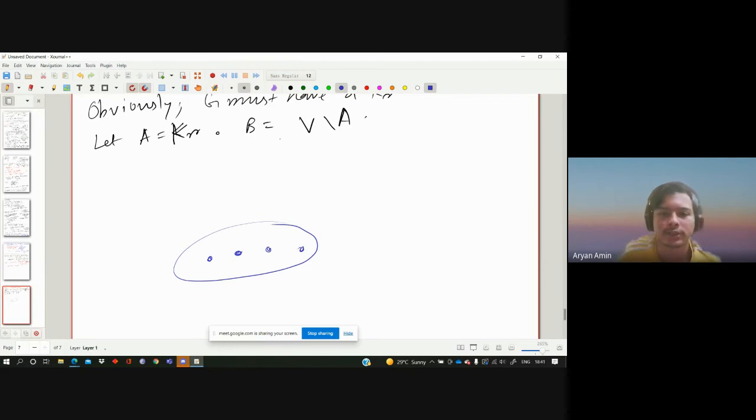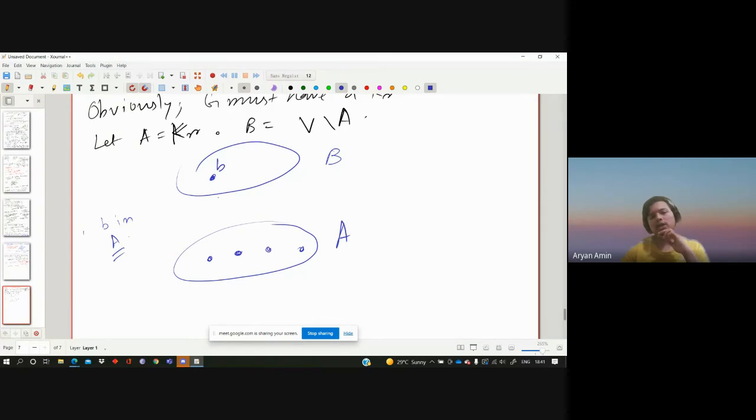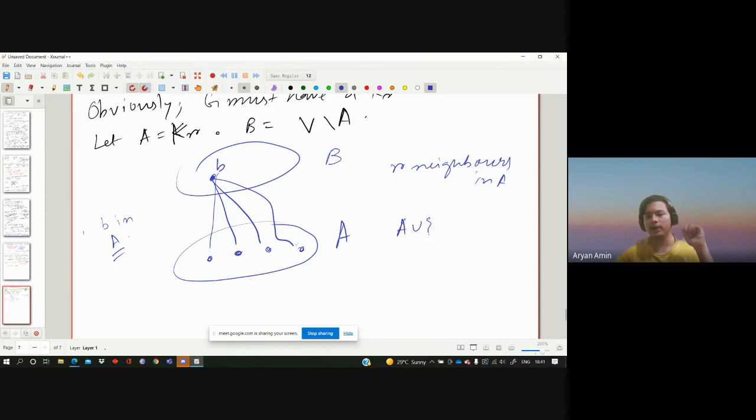And suppose this was B. And suppose this is a vertex small b in B, right? So think about how many neighbors b can have in A. If b has r neighbors in A, in other words, if b is connected to all of them, then you could just take A union b, which would be an r plus 1 clique, right? So you can't allow this to happen.